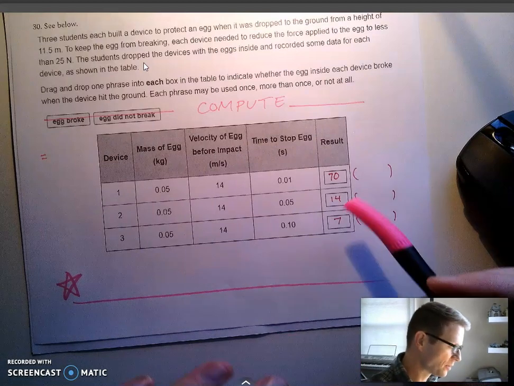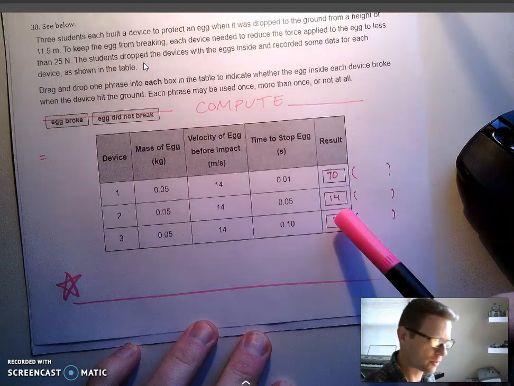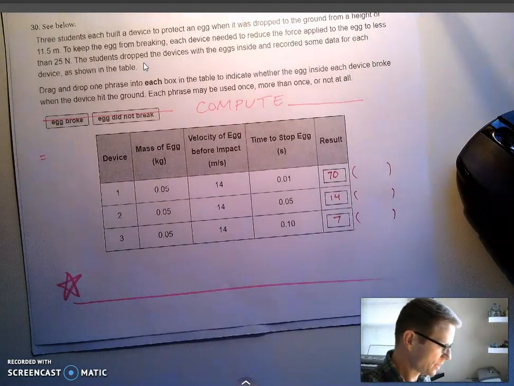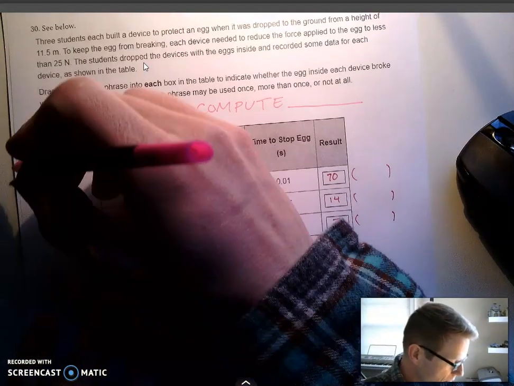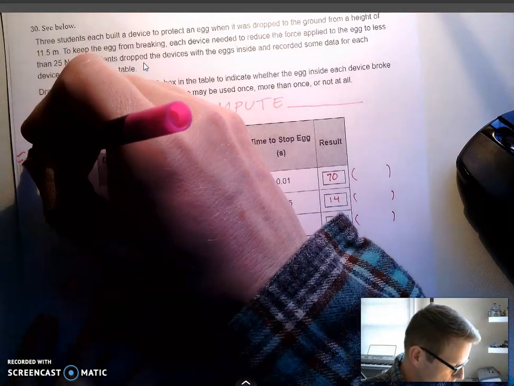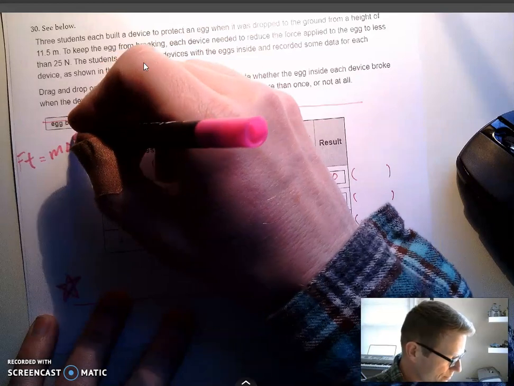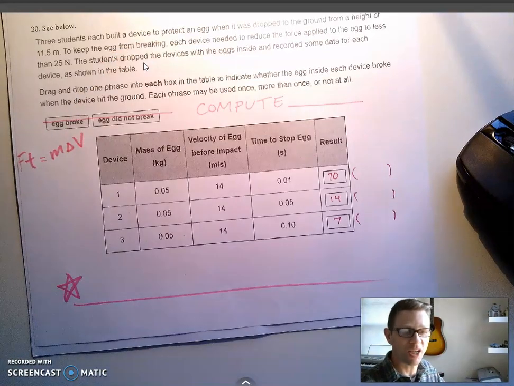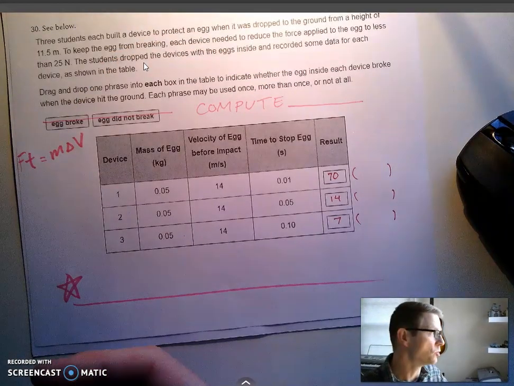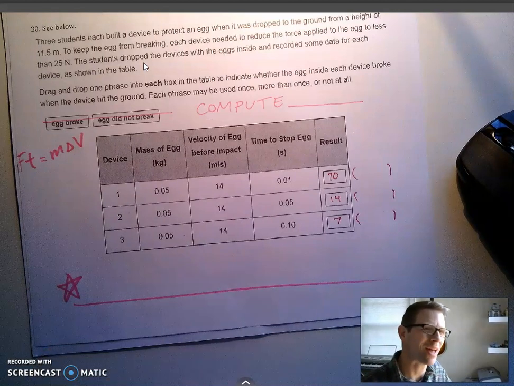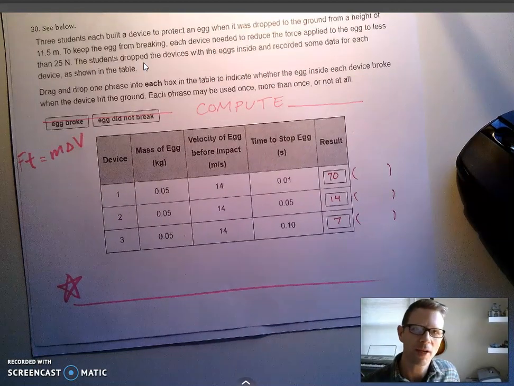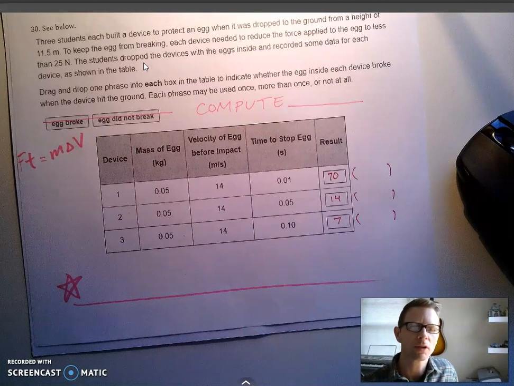Now I went through and I calculated and I got 70, 14, and 7. What was it that I was actually calculating? We want to use this equation that you're going to use on the quiz tomorrow: Ft equals m triangle v. You should know that. What I mean is not that it should have come across your brain and you're doing something wrong if it didn't. What I mean is that's something you're responsible to know as you study.